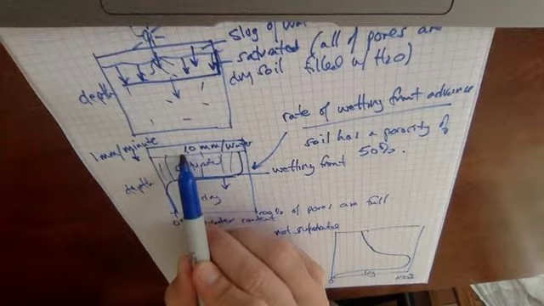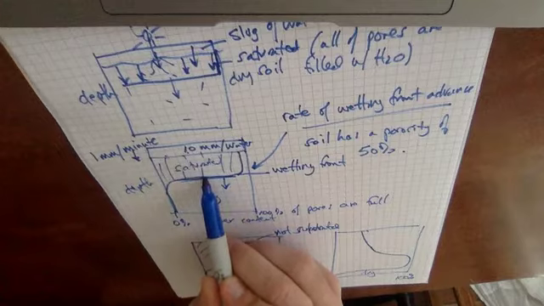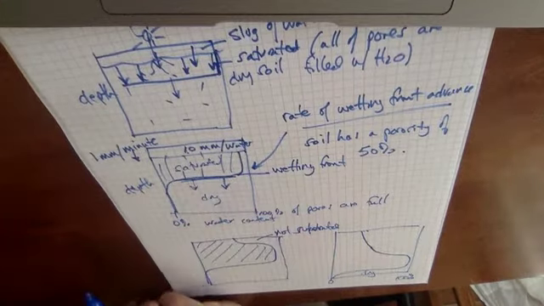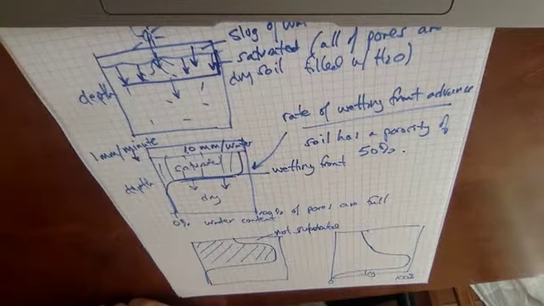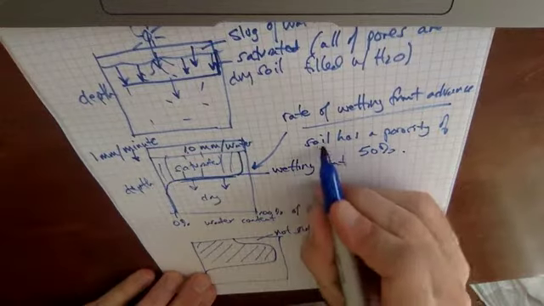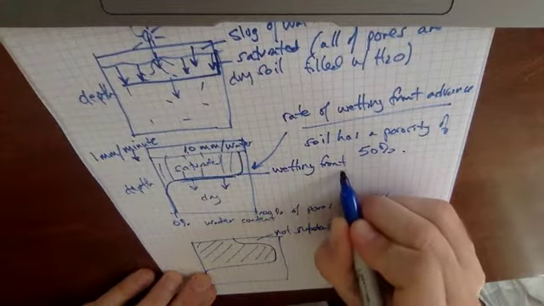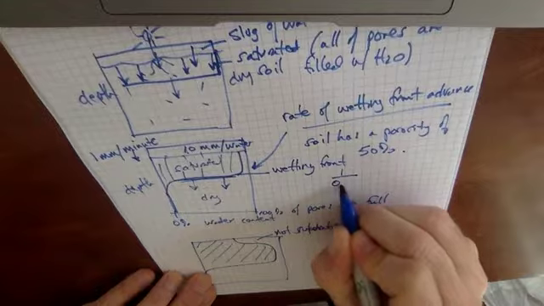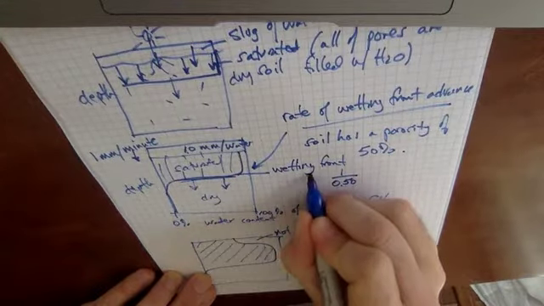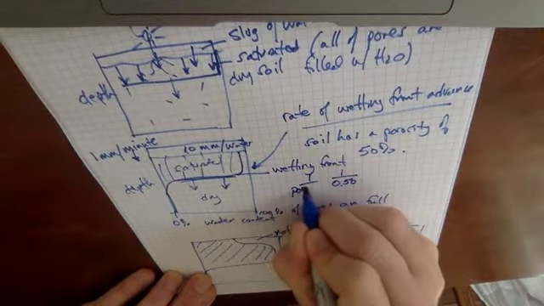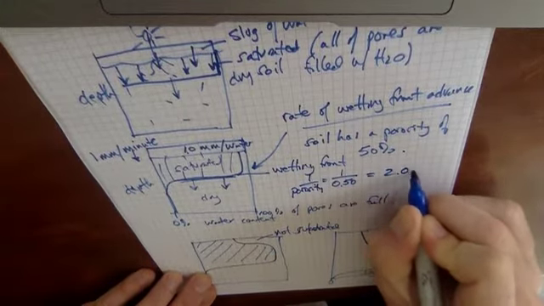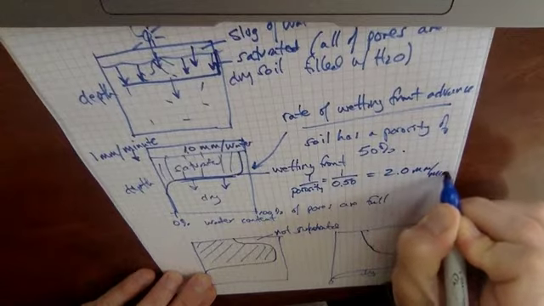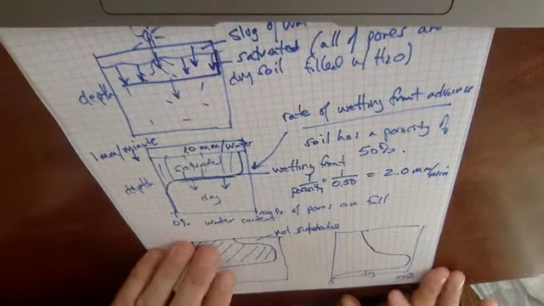If this is dropping at 1 millimeter a minute, this wetting front has to be advancing at how many millimeters per minute? It has to be going twice as fast because it has half as much space to move through. So the rate of wetting front advance would be 1 over the porosity, which would equal 2.0 millimeters per minute. That would be the rate at which this thing is moving down.